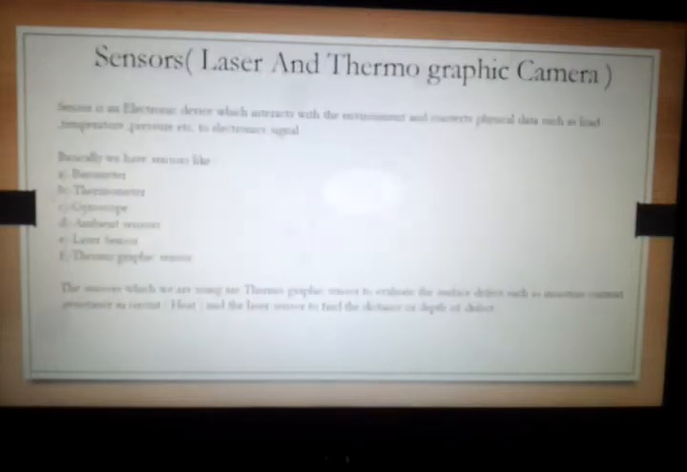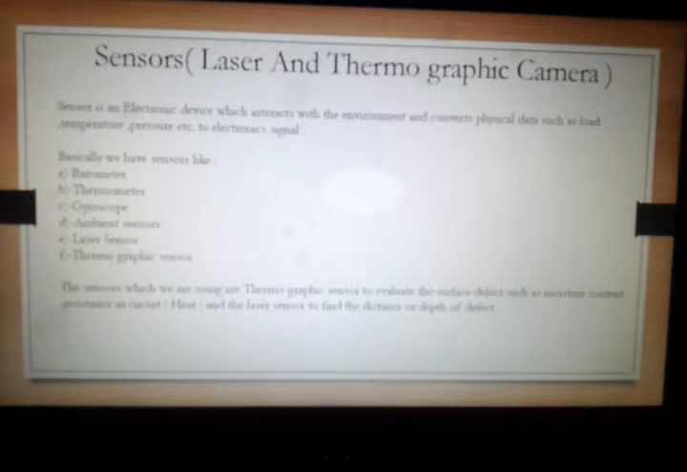It is possible. So, sensors. Now the most important part of our project is the sensor. What is a sensor? A sensor is an electronic device which interacts with the physical environment and converts physical data such as load, temperature, pressure, etc. to an electronic signal. Basically, we have sensors like barometer, thermometer, gyroscope, ambient sensor, laser sensors and thermographic sensors. There are many sensors, such as load cells and others.